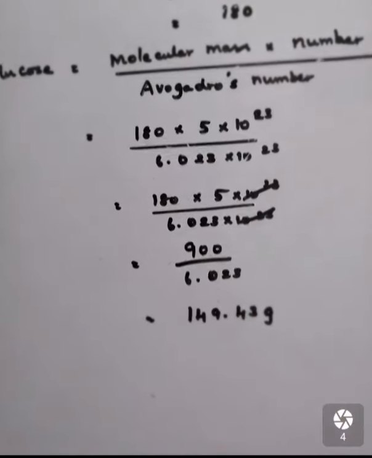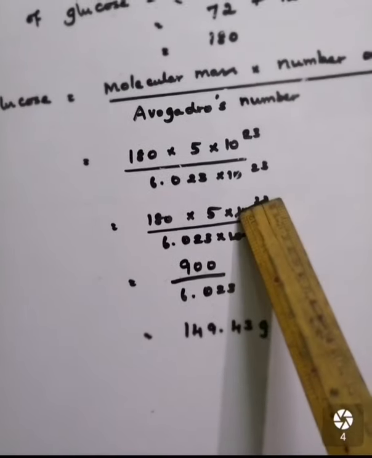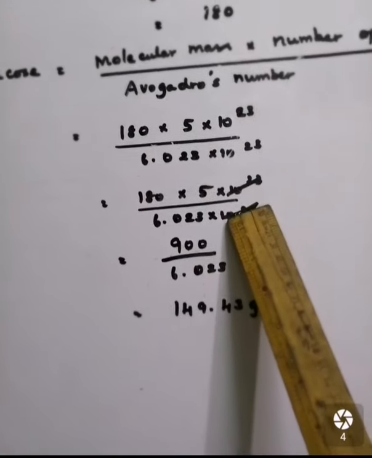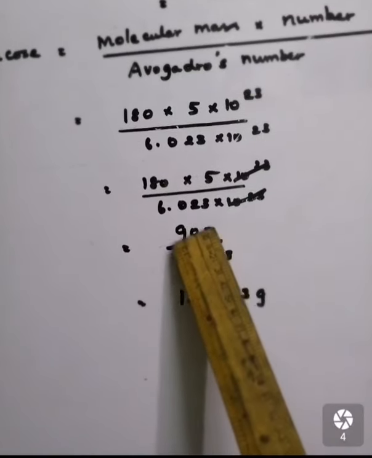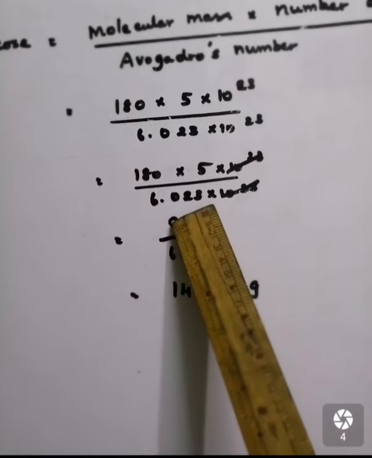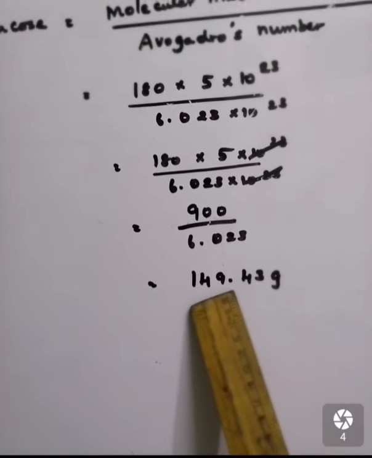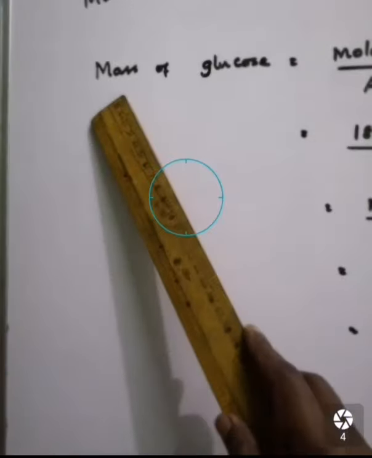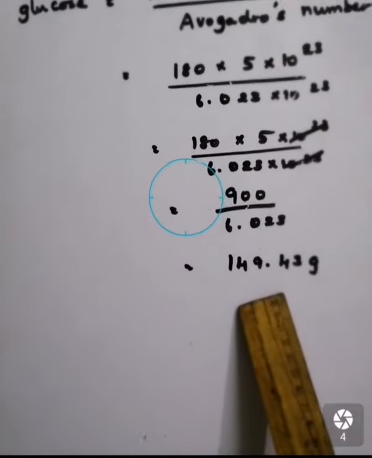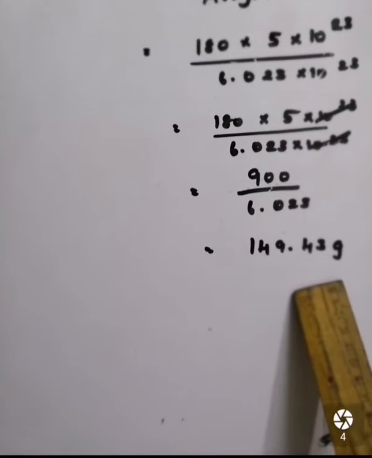So we have written here. After substituting, 10 to the power of 23 and 10 to the power of 23 gets cancelled. When you multiply 180 into 5, it is 900. 900 divided by 6.023. When you divide it, you would be getting 149.43 gram. So the mass of glucose is 149.43 grams. Thank you, children.